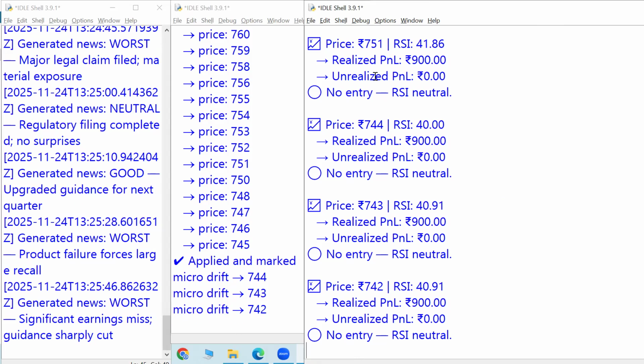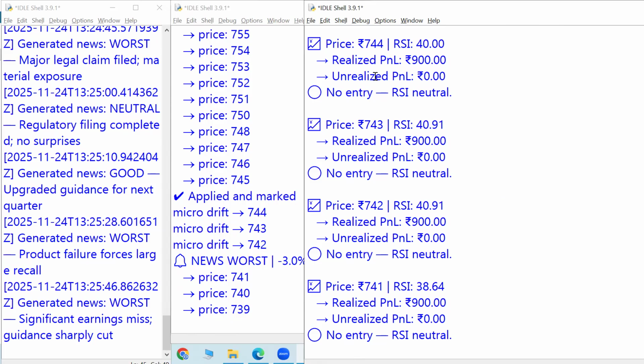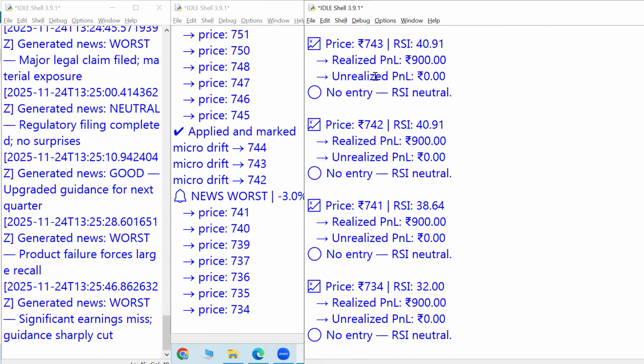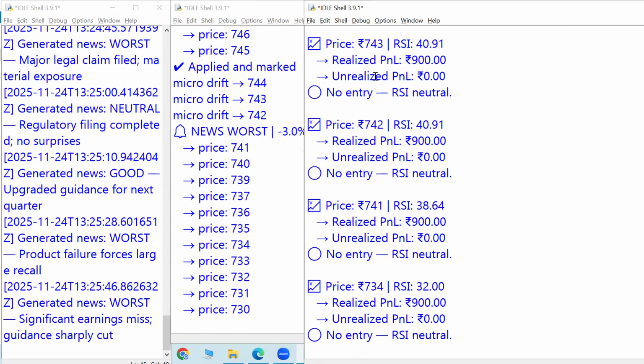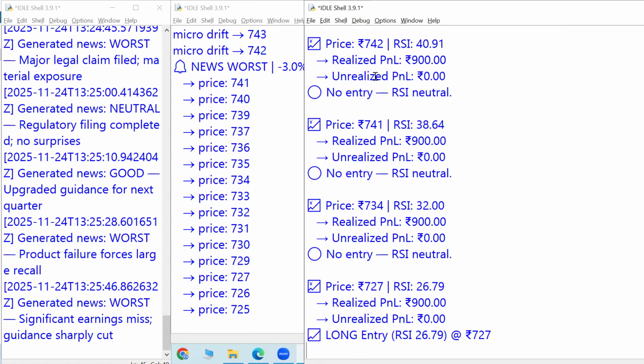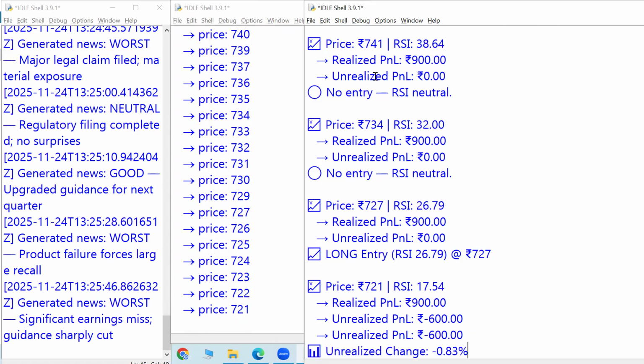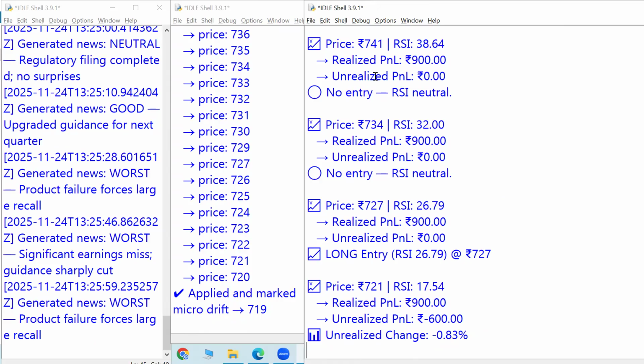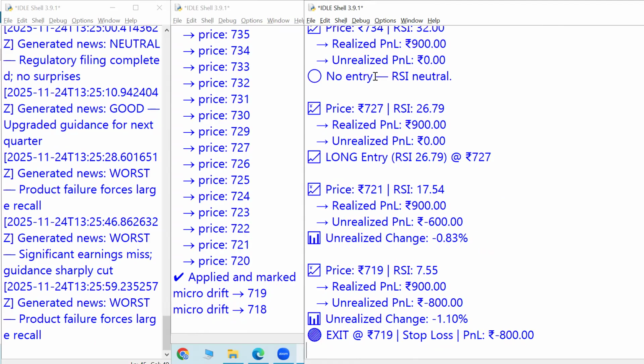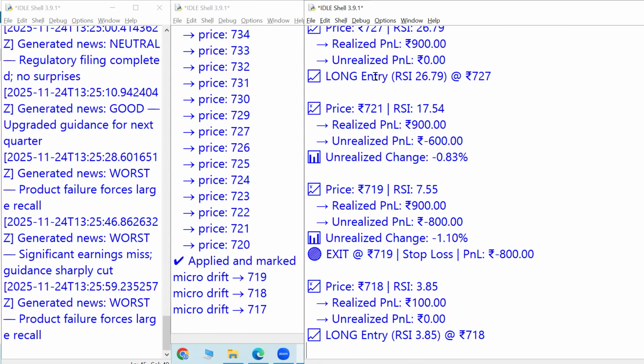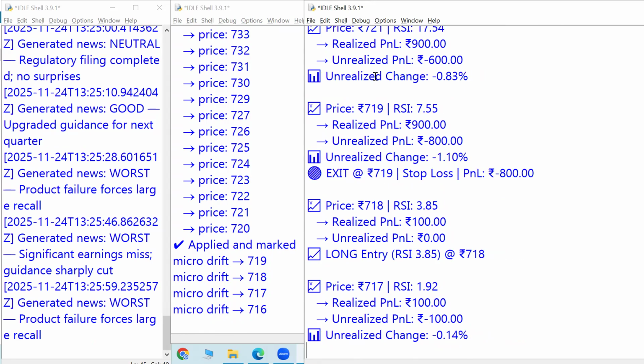It's not going to take any position. Okay, we are going to get one more worse news, so the RSI is going to go below 26. Okay, we got one long position at 27. The stop loss is triggered because the price is falling like anything. It's falling very sharply.